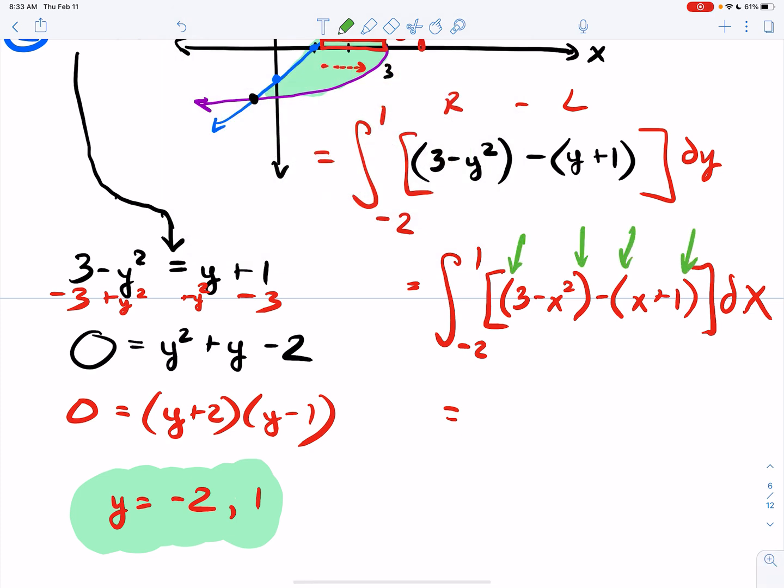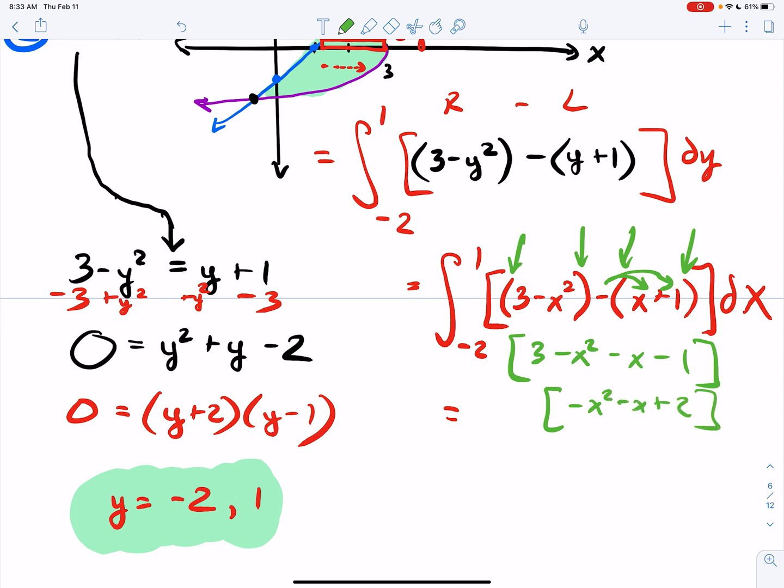parentheses. If you're having trouble keeping track, what you can do is simplify the inside first before you calculate. So for instance, I could have just changed this to 3 minus x squared minus x minus 1 if I distribute that negative. And then that's a lot easier to type. I could even simplify it some more and just call it negative x squared minus x plus 2. Okay? That's if you have trouble keeping track of your parentheses. But if you have no issues with that, then forget what I just said.